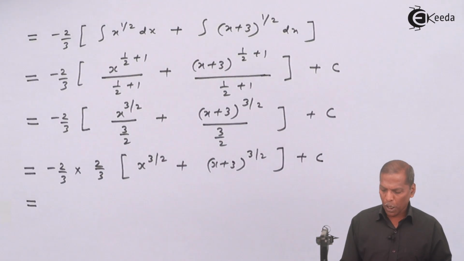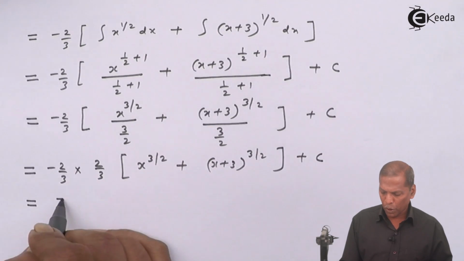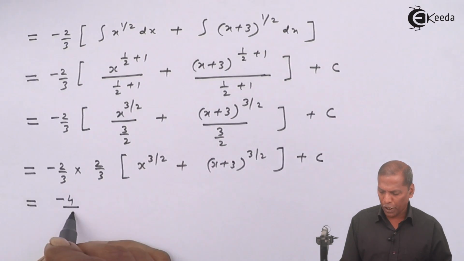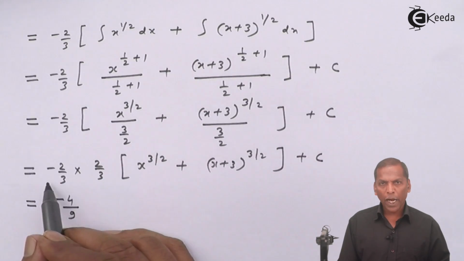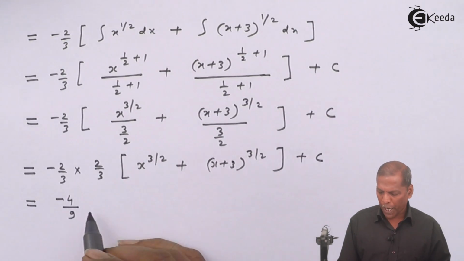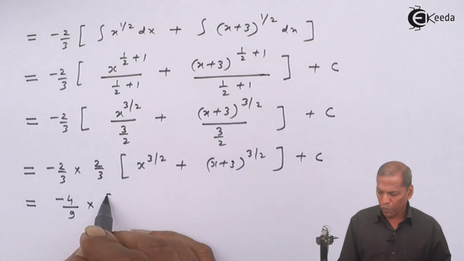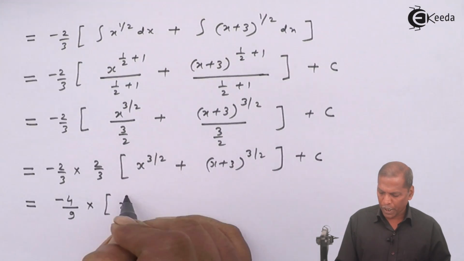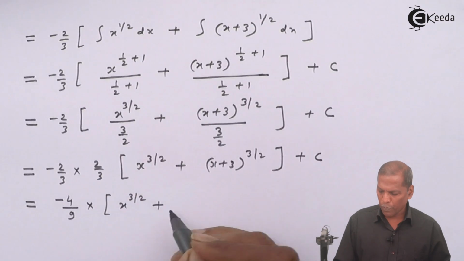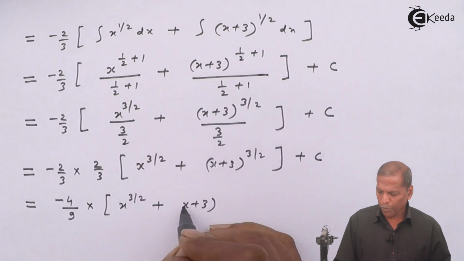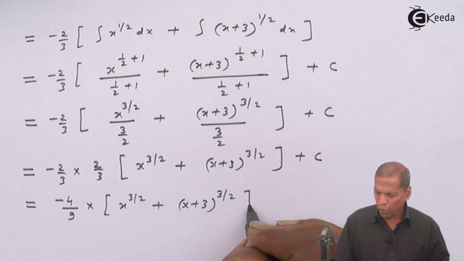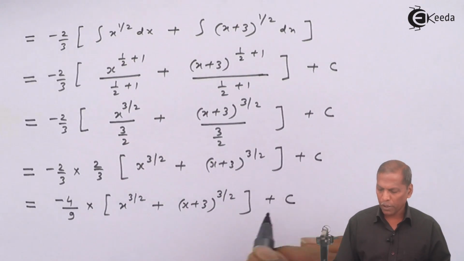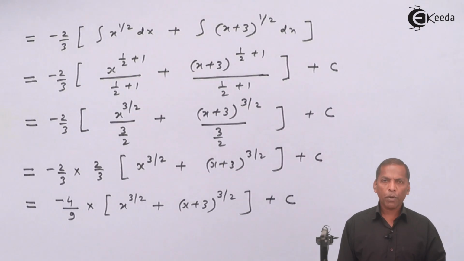So that gives us minus 2 into 2, that is minus 4, and 3 into 3, that is 9. It means minus 2 by 3 into 2 by 3 gives minus 4 by 9 into, in the bracket, x raised to 3 by 2 plus x plus 3 raised to 3 by 2, plus c. So this is the required solution for the given problem.